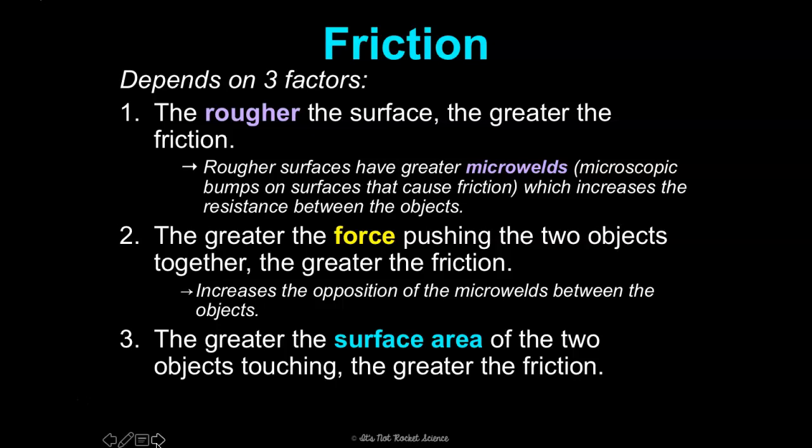The rougher the surface is how bumpy it is. The greater the force is basically just how much force is being pushed against something. And the greater the surface area is just how much of an object is actually touching the area of the object it's being pushed against or over.